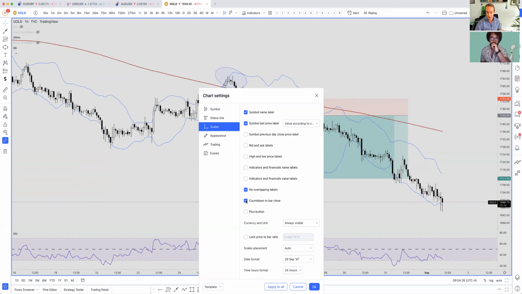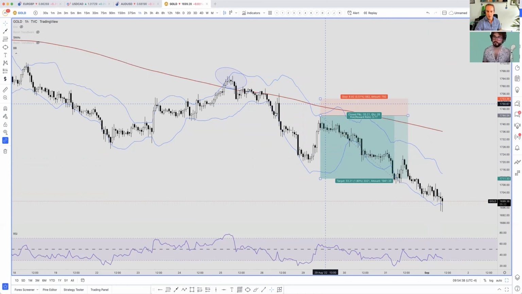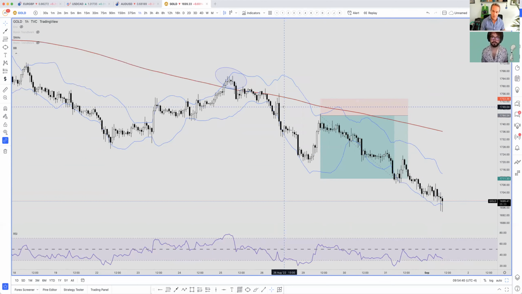So now, this is an hourly time frame. We've got 5 minutes till that bar closes, so you might want to wait. We could even get a bounce here, but you'll see this would open us up, and now you have three indicators, super easy to use.